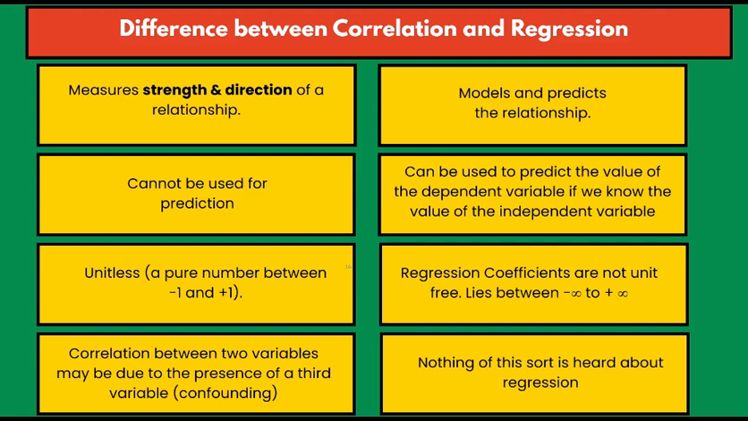So this is a little bit of a complicated issue. Correlation between two variables may be due to the presence of a third, confounding variable. In the correlation example, we saw drowning and sale of ice cream as two variables which were influenced by the seasonal effect. That was called confounding. Confounding does not exist in that way in the case of regression, or even if it exists, it cannot be identified directly.